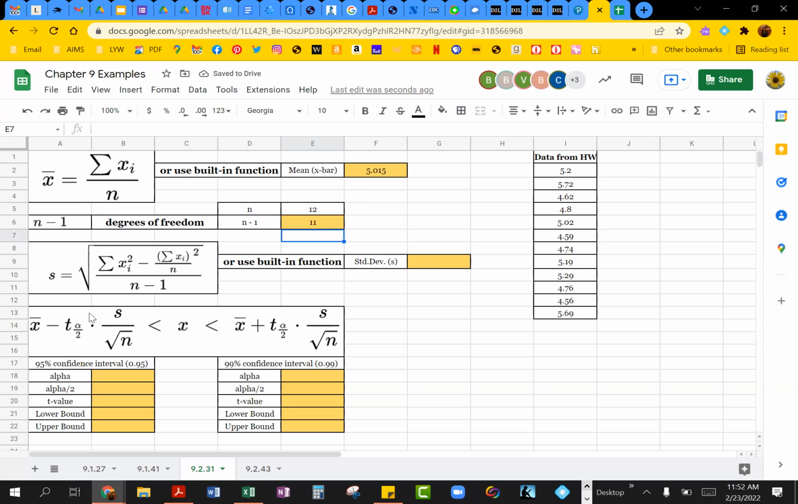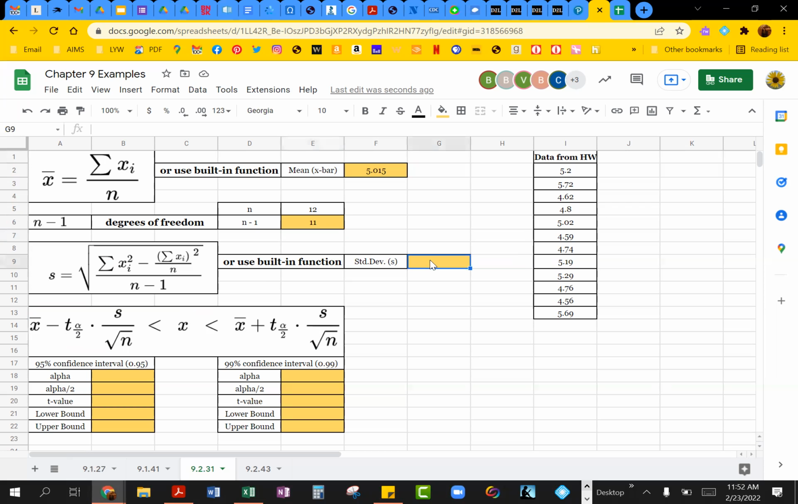Now, the next thing we need for this confidence interval, if you look at this formula here, we need the X bar. So we've already calculated the mean. We need to calculate the standard deviation. We'll need the square root of n. Of course, we know n is 12. And then we'll need the t-value.